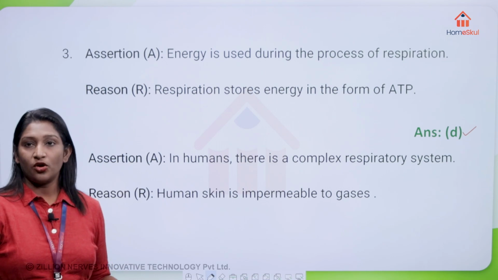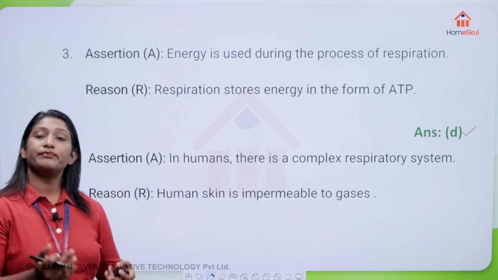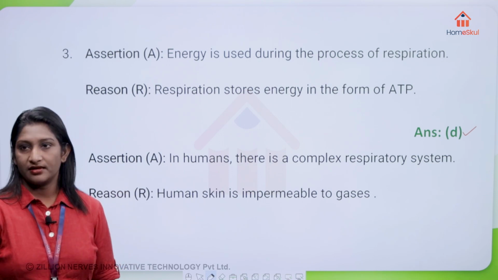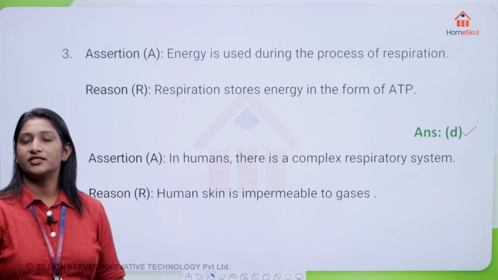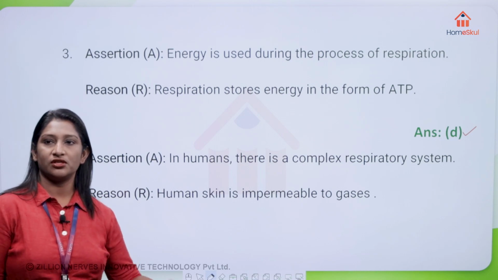Human beings have a complex respiratory system. Then, human skin is impermeable to gases. Yeah, it's true. Which one, assertion or reason? That's my question. Assertion or reason?